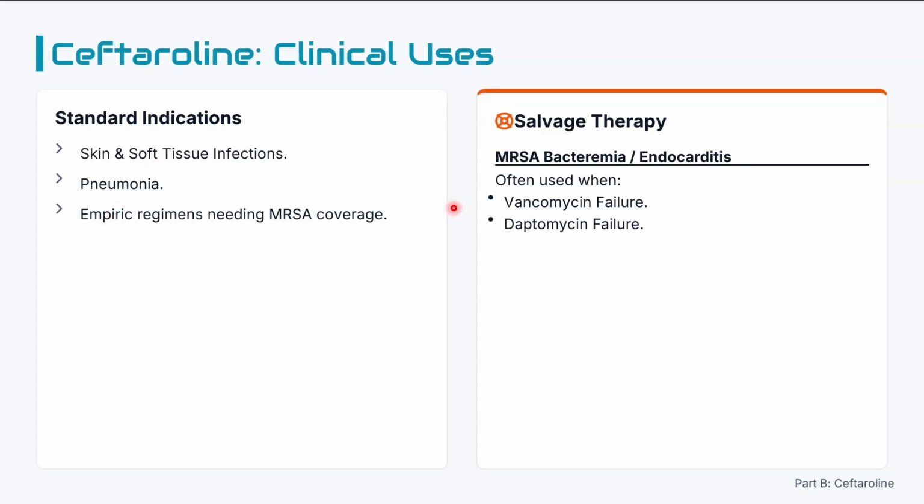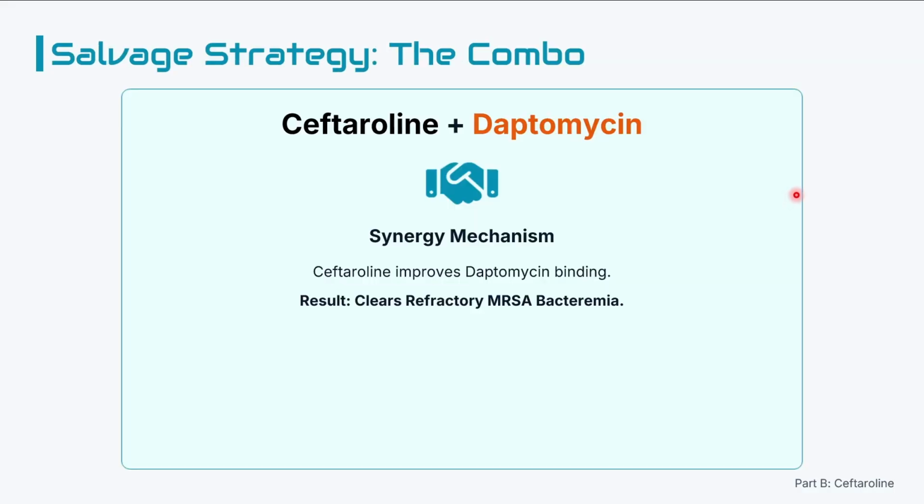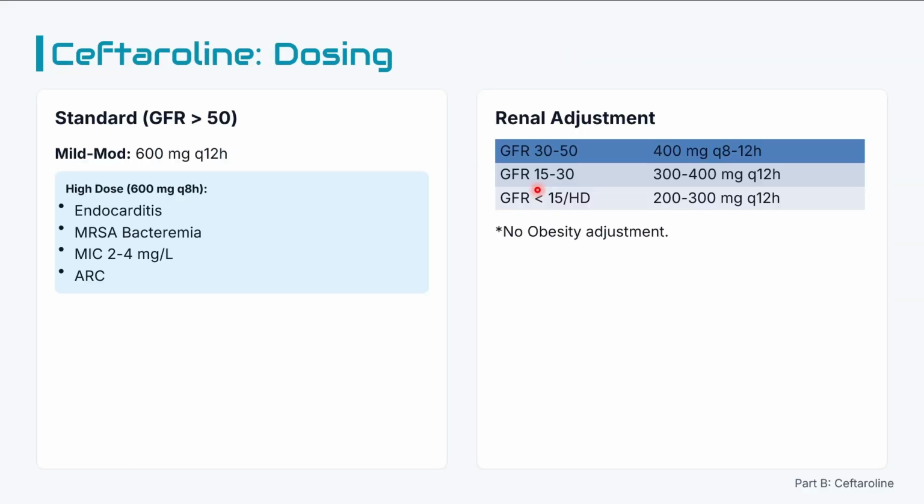Clinical uses: it can be used mainly for skin and soft tissue infection, pneumonia, and empiric regimens needing MRSA coverage. It can be used as salvage therapy in MRSA bacteremia and endocarditis, often used when vancomycin has failed, daptomycin has failed. So the salvage strategy for MRSA is ceftaroline plus daptomycin. With the synergy mechanism, ceftaroline improves daptomycin binding. It clears refractory MRSA bacteremia. That is a major thing that you need to know as a salvage therapy for MRSA.